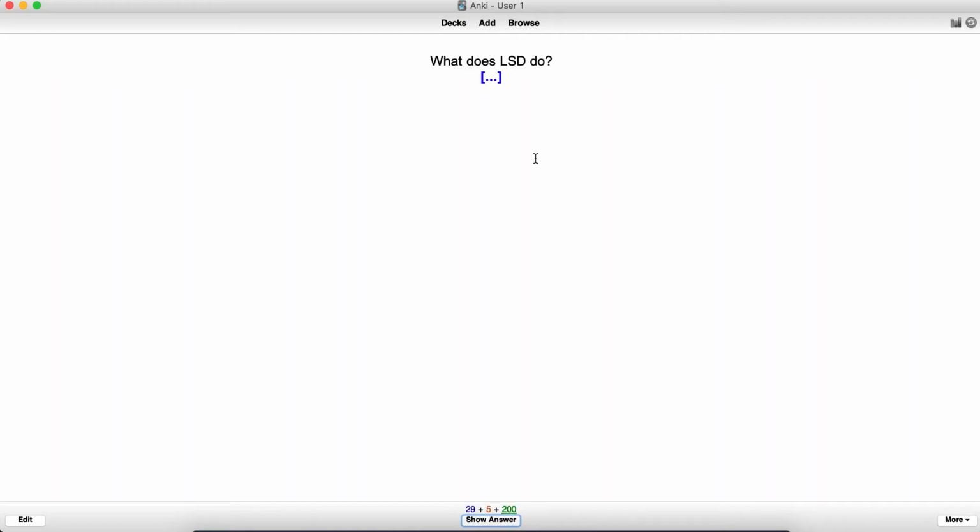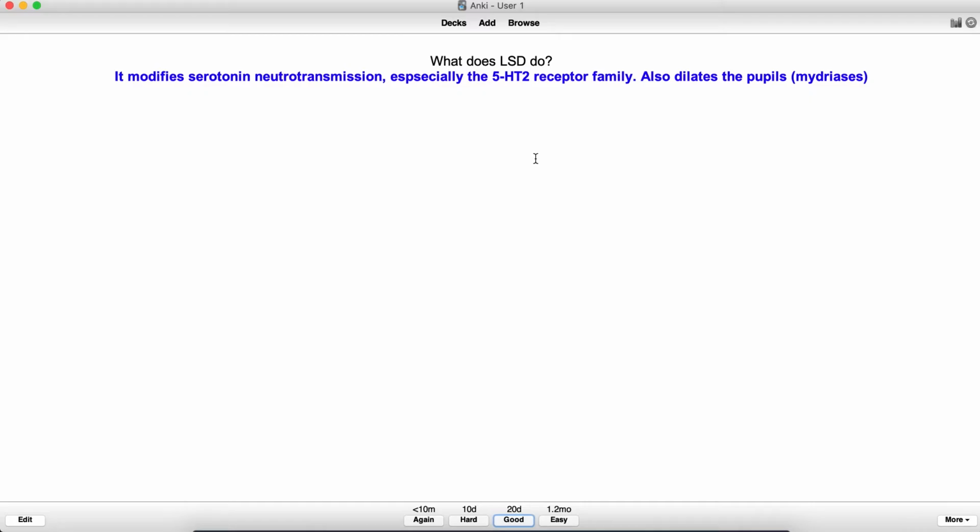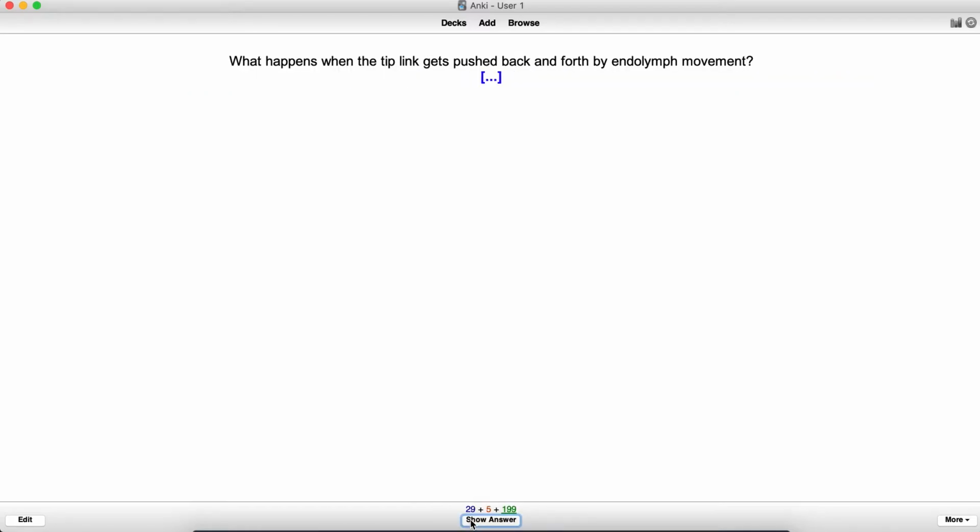What does LSD do? LSD will modify serotonin neurotransmission and cause mydriasis, which is the dilation of the pupils in the eye. Especially the 5-HT2 receptor family also dilates pupils. Okay. Let's say that's hard.